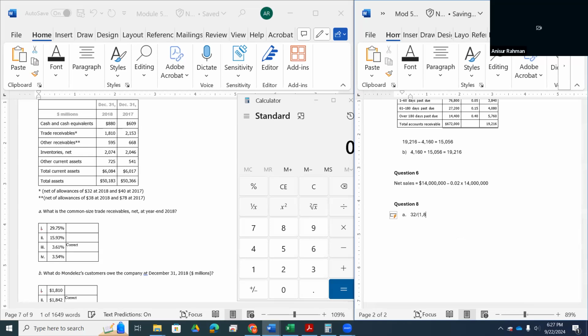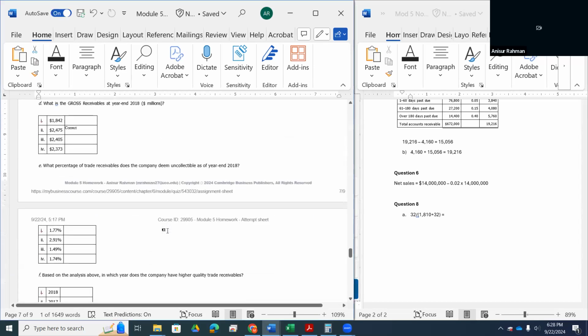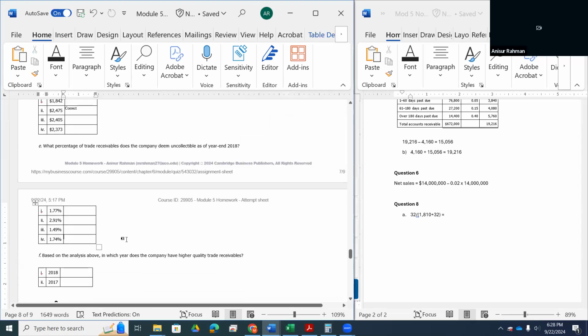So 1810 plus 32. So our 32 divided by 1810 plus 32, which is 1842. So 1.74%.